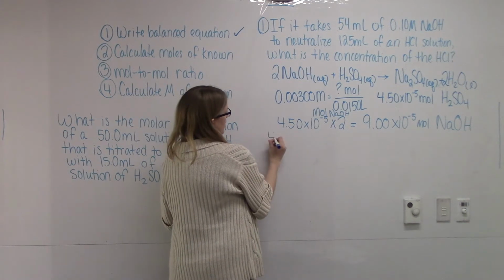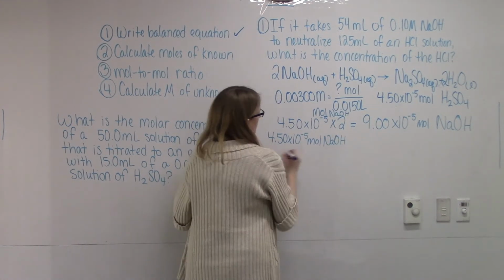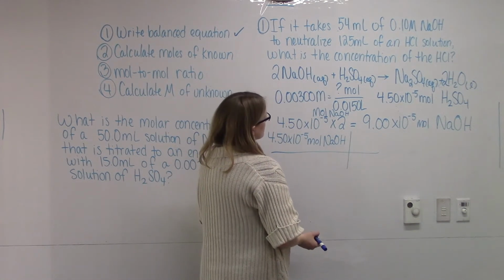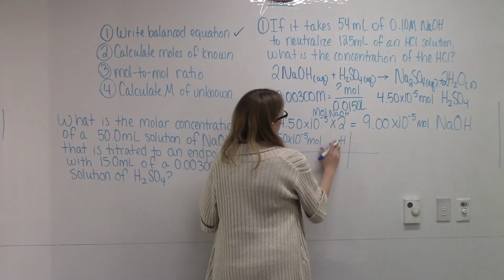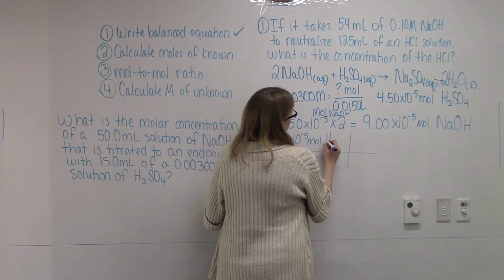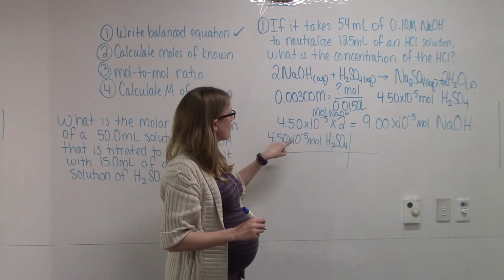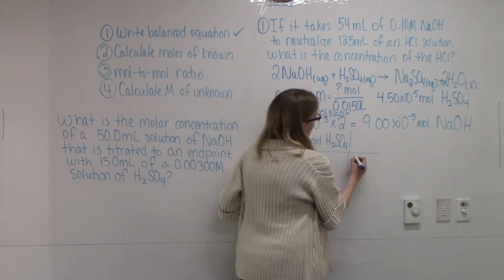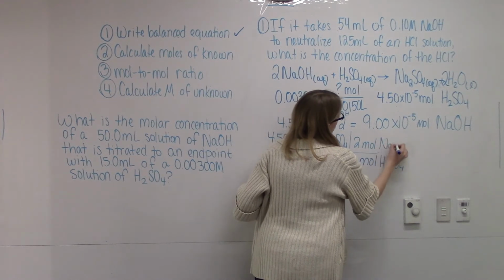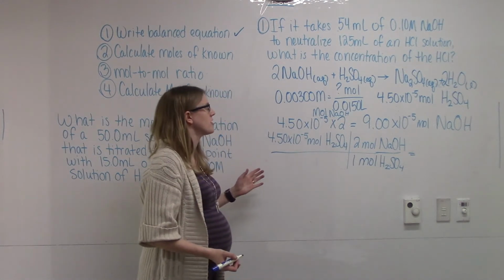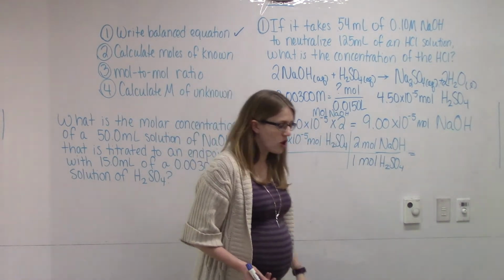So that's the first thing. You could also set it up this way. 4.50 times 10 to the negative fifth moles of H2SO4. Okay, yeah, there we go, because there's our unknown there. For every 1 mole of H2SO4, we have 2 moles of NaOH. So you see, even when we set up our dimensional analysis, we're still multiplying by 2, and that's how we get our 9. So I'm okay with you setting this up. I'm okay with you just doing this, as long as you're showing that mole to mole ratio.